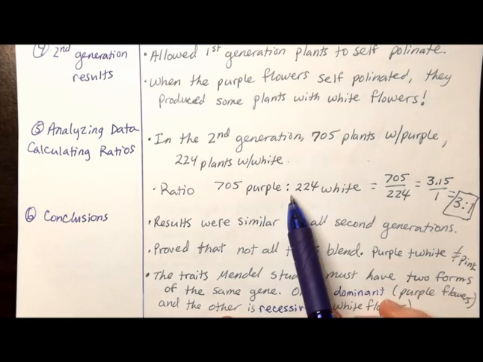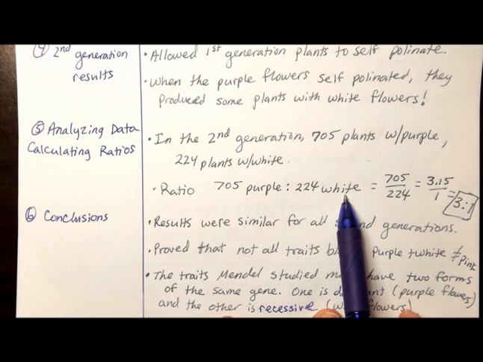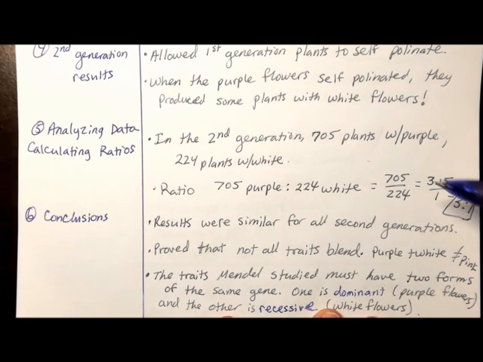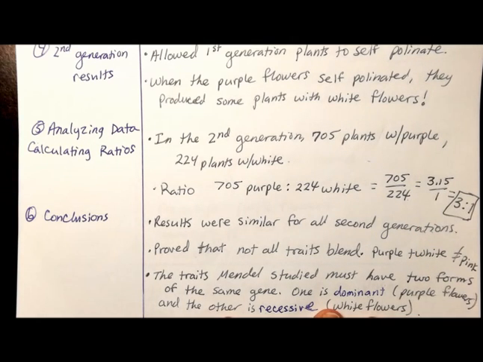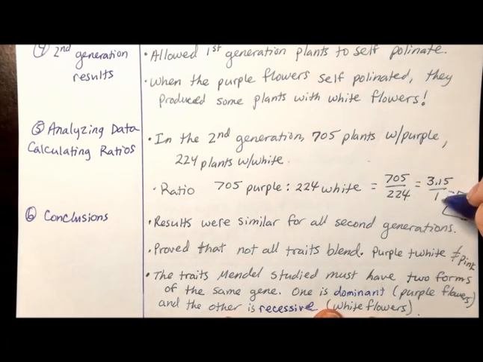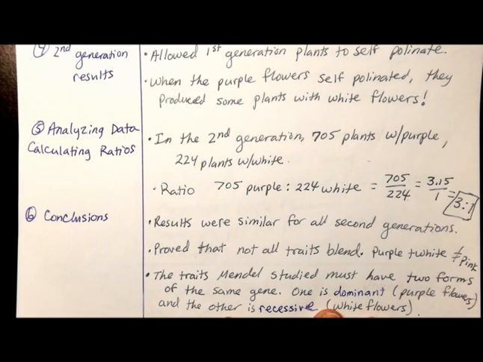750 purple to 224 white, which we can write as a fraction, 705 over 224. And then he reduced that fraction. So the book is saying to divide the top and bottom both by that 224. Basically, we're just trying to get the bottom of the fraction equal to 1.